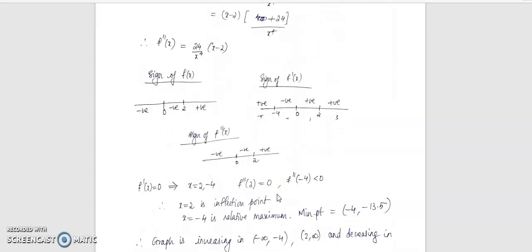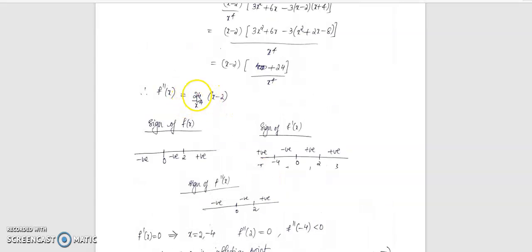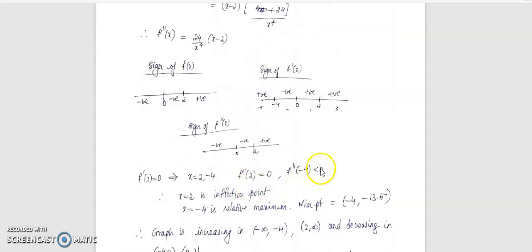Let us look at the extreme points and inflection points. So f dash equal to 0 gives x equal to 2 and minus 4. Second derivative എടുക്കുമ്പോൾ f double dash of 2 0 ആണ്, f double dash of minus 4 negative വരും. So negative ആയതുകൊണ്ട് that will be a relative maximum point. So the value at minus 4. So when x is equal to minus 4, y value will be minus 13.5.